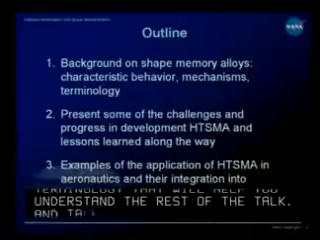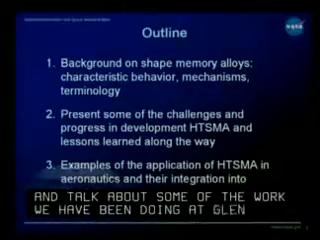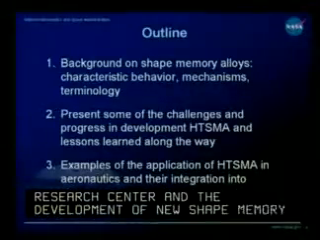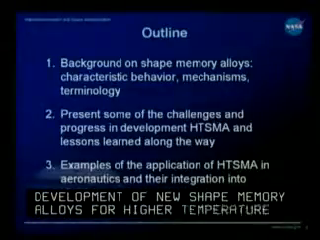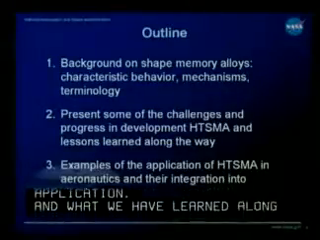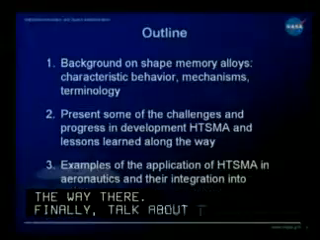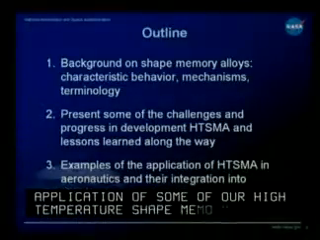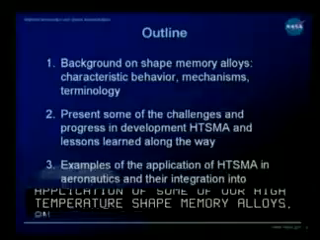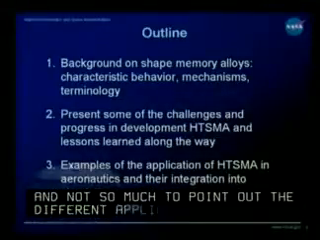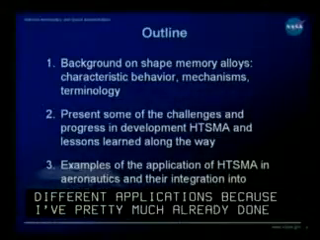Research Center in the development of new shape memory alloys for higher temperature applications and what we've learned along the way there. And then finally, just talk about the application of some of our high temperature shape memory alloys, not so much to point out the different applications, because I've pretty much already done that, but to show how you can integrate and what it takes to integrate these materials into various components.